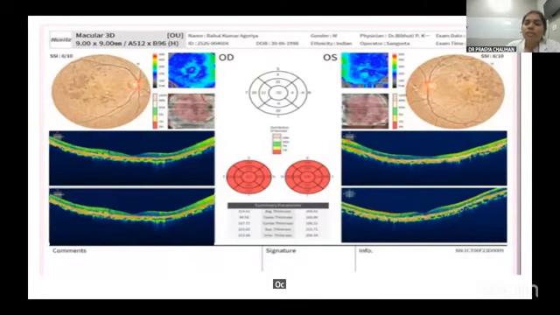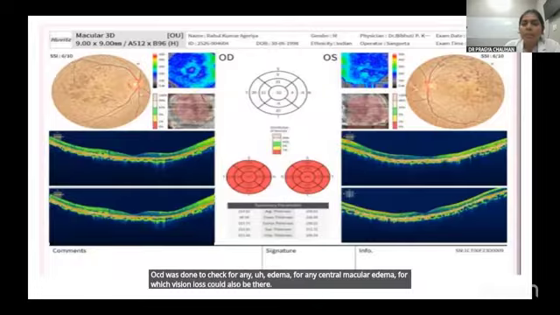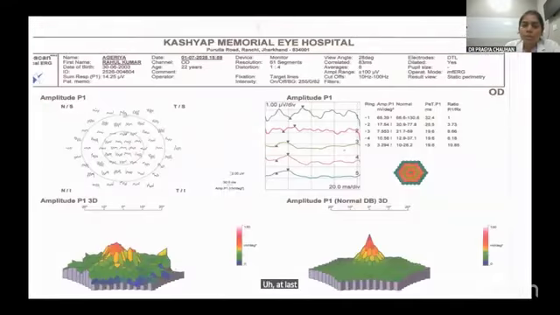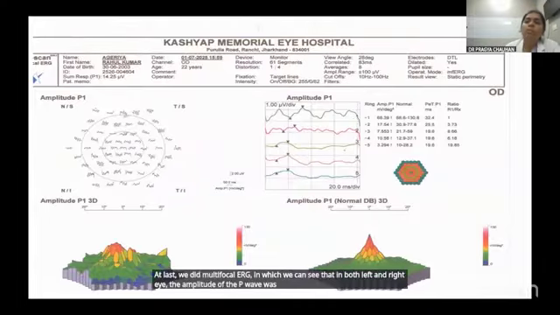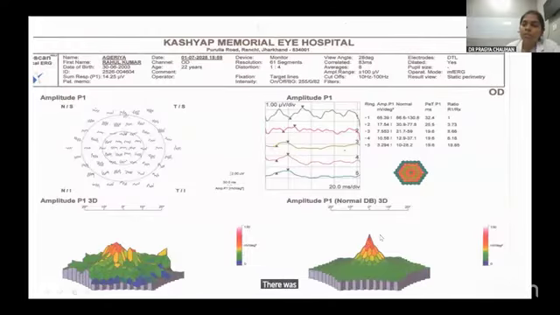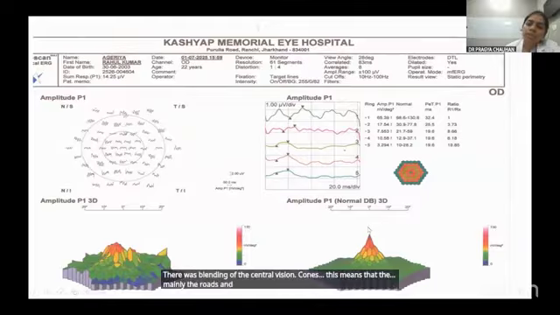OCT was done to check for any central macular edema for which vision loss could also be there. At last, we did multifocal ERG, in which we can see that in both left and right eye, the amplitude of the P wave was decreased, but more amplitude was decreased in the right eye. Also, there was blunting of the central hill of vision, which means that mainly the rods and cones of the central area were more affected.